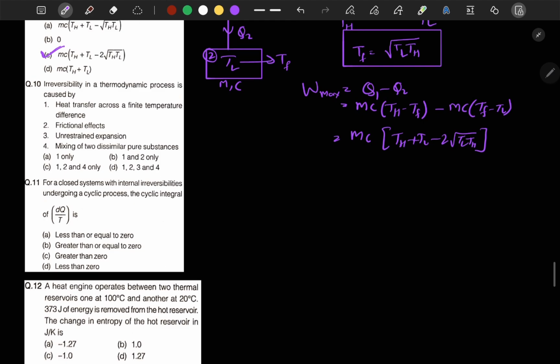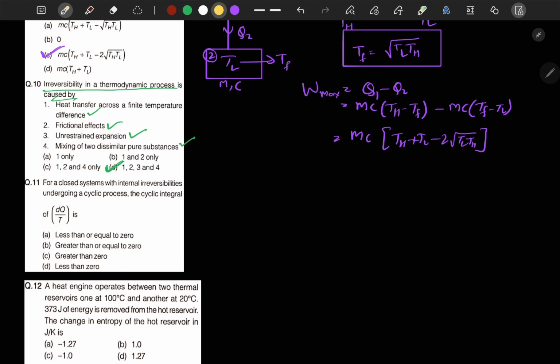Now question number 10: irreversibility in a thermodynamic process is caused by. Earlier in the lecture I mentioned some reversible and irreversible processes. Let's see all the options. Heat transfer across a finite temperature difference, this is irreversibility. Friction effect, yes. Unrestrained expansion, yes, this is also irreversibility. Mixing of two different pure substances, sure. So option D is correct.